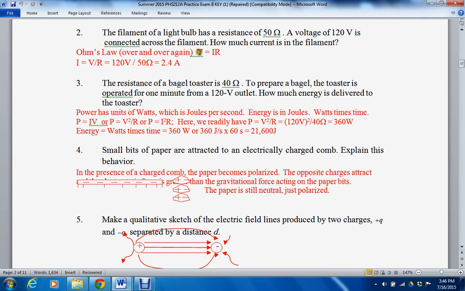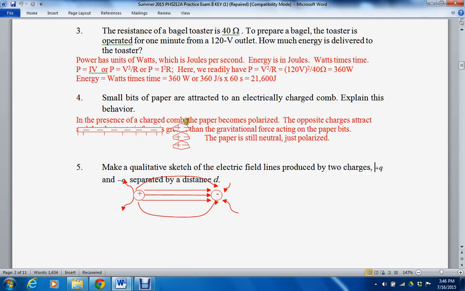Alright, so number 2. The filament of a light bulb has a resistance of 50 ohms. A voltage of 120 volts is connected across the filament. How much current is in the filament? It's Ohm's law. It's always going to be Ohm's law over and over again. So V equals IR, so I equals V over R. The voltage is 120 volts, the resistance is 50 ohms, so the current in this filament is 2.4 amps. Always look to Ohm's law.